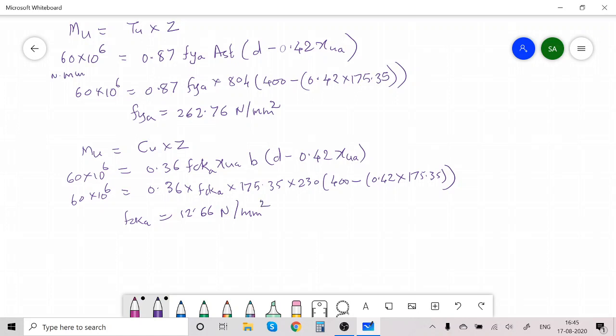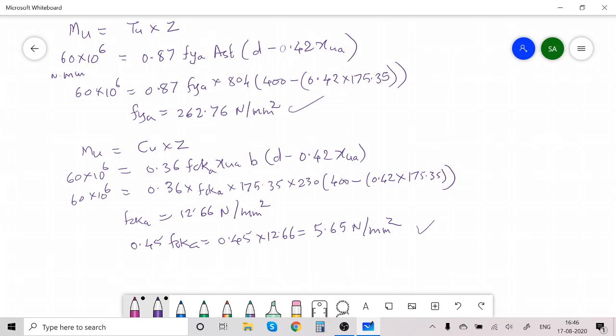But the actual stress in concrete at the outermost fiber is 0.45 FCK actual, that is 0.45 into 12.66, that is equal to 5.65 Newton per mm square. So we got actual stress in steel 262.76 Newton per mm square and actual stress in concrete 5.65 Newton per mm square.